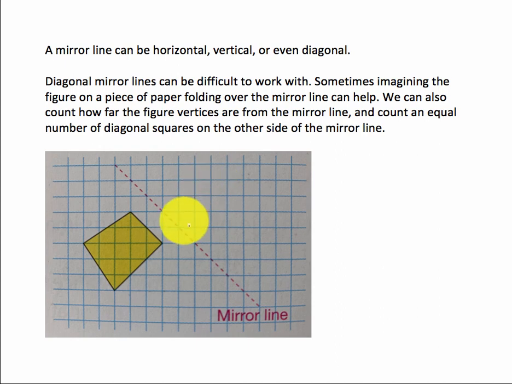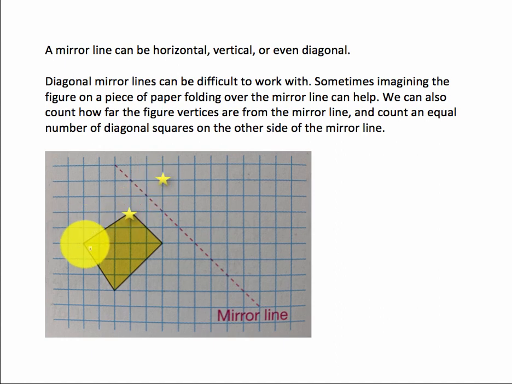Just like when the mirror line is horizontal or vertical, you can count how far away each vertex is from the mirror line. It's just a little bit trickier because you're on a diagonal. But for this one, for example, if I picked this vertex, I can see that it's one sort of diagonal square away from the mirror. So if I want to draw this corresponding vertex in the image, I would go 1 square diagonally to the mirror, and then I'd go 1 more square diagonally, and I'd put a vertex right here.